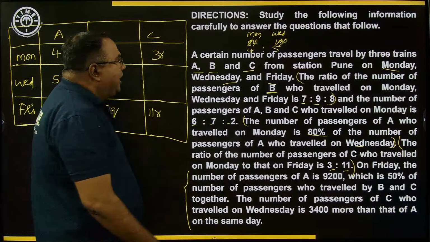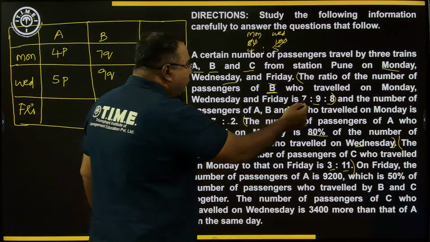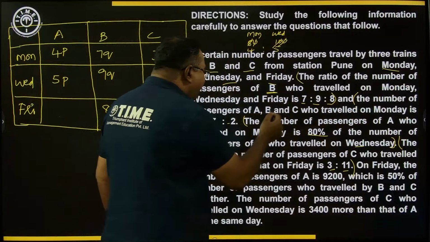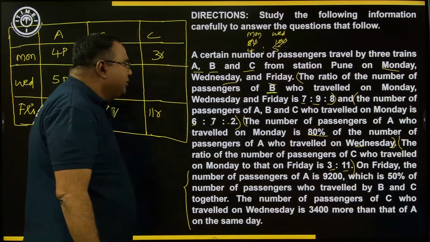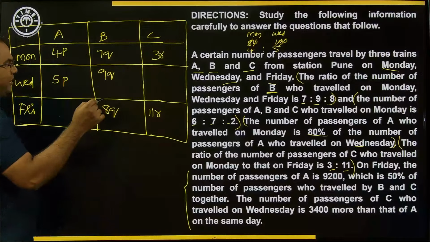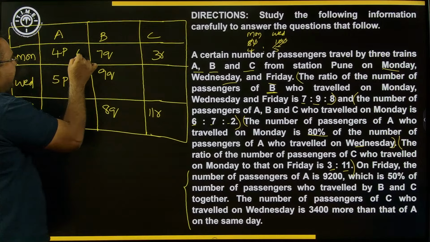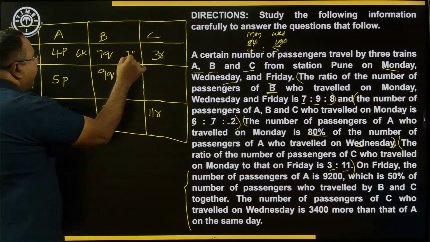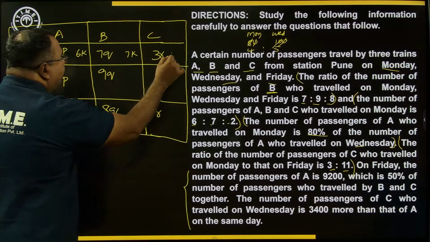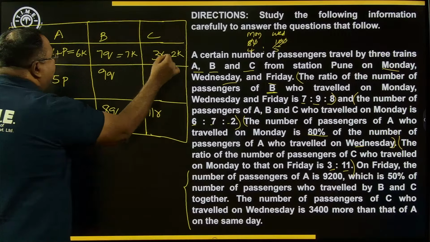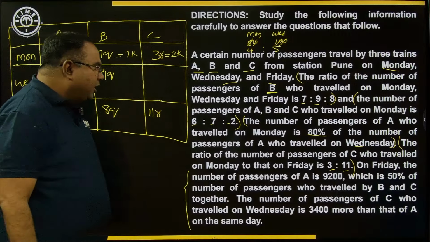We have left one more point here, right? Where is this point? This one. The number of passengers of A, B, C who traveled on Monday is 6:7:2. This is information on Monday. This is a different ratio, so I'm taking 6K, 7K, and 2K. So obviously these are on Monday only. So these have to be equal. Fine. Now we have got some more information here.